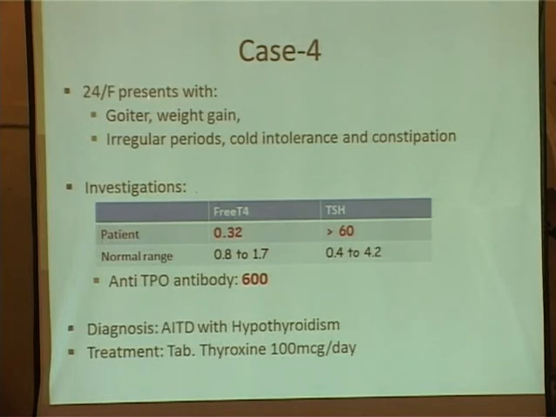Let us take this scenario of a 24-year-old lady who had goiter and weight gain, irregular periods, cold, and all classic symptoms. A classic hypothyroid, see, very low free T4, very high TSH, primary hypothyroidism. She also checked her antibody, which was positive. So what is the diagnosis? Autoimmune thyroid disease, Hashimoto, or whatever you want to call it, leading to severe primary hypothyroidism, clear cut. And the patient was started on 100 microgram per day.